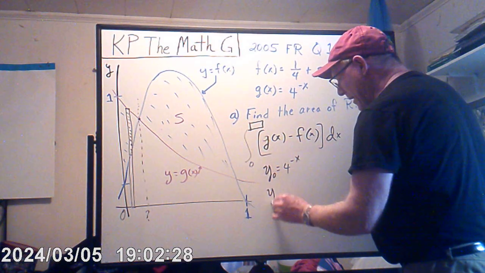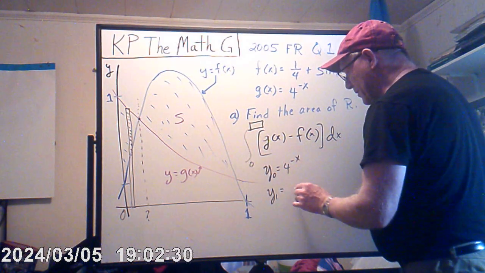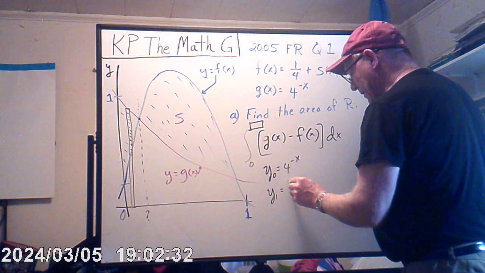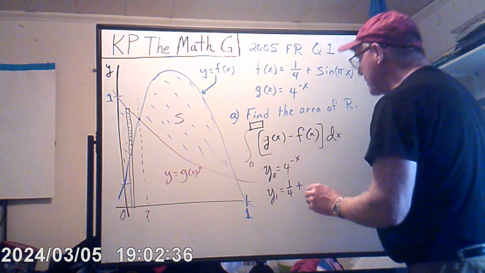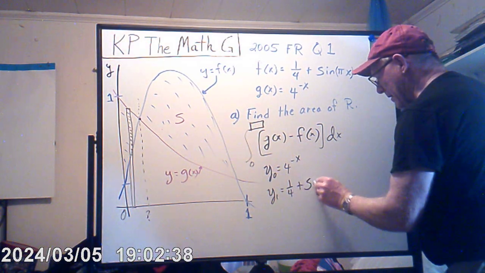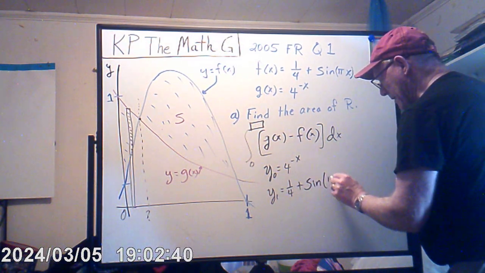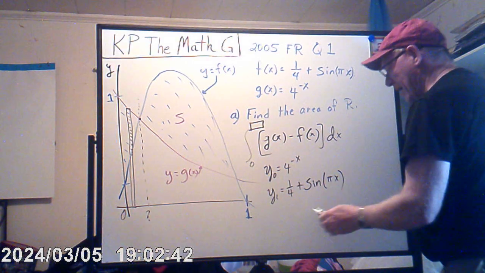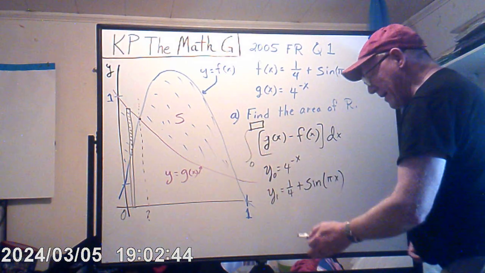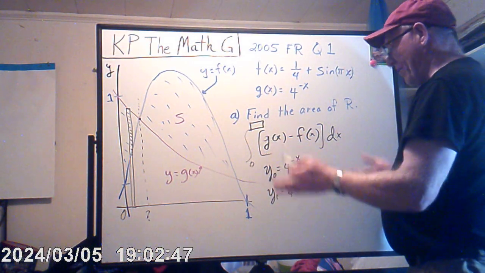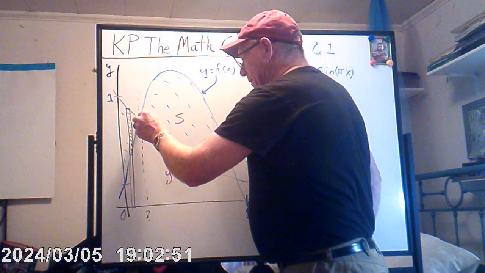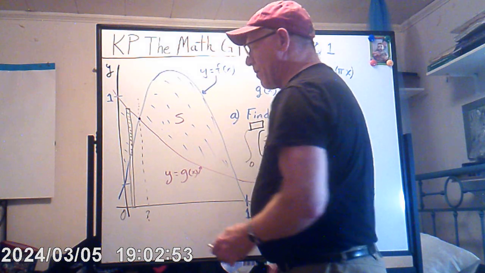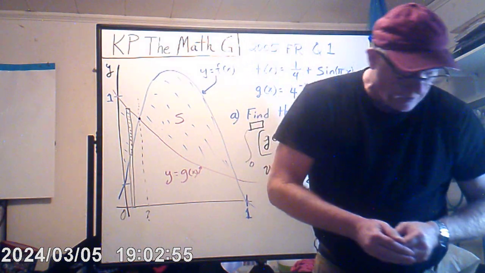Okay, y sub 1 is equal to this one here. Alright, so 1/4 plus sine pi x, and I have those already in my calculator. I've already drawn the graph. Now what you do is once you get this here, you want to see where that intersection is.